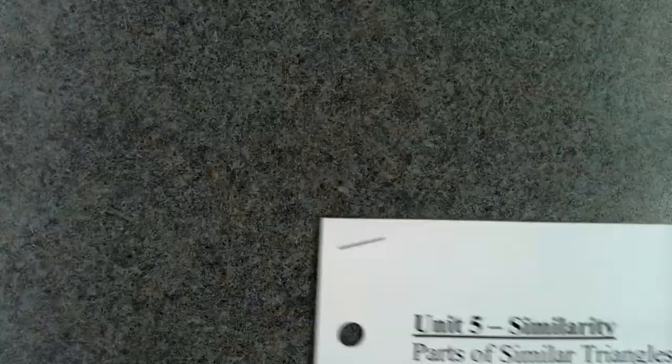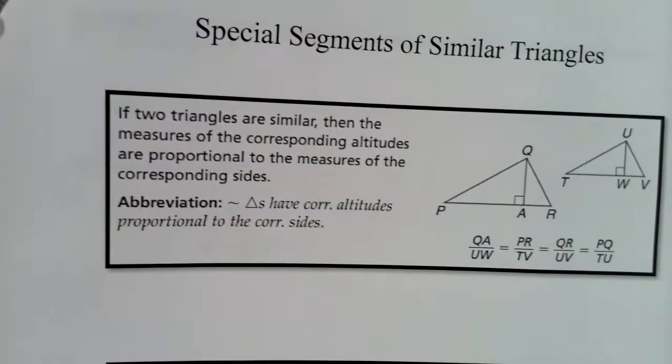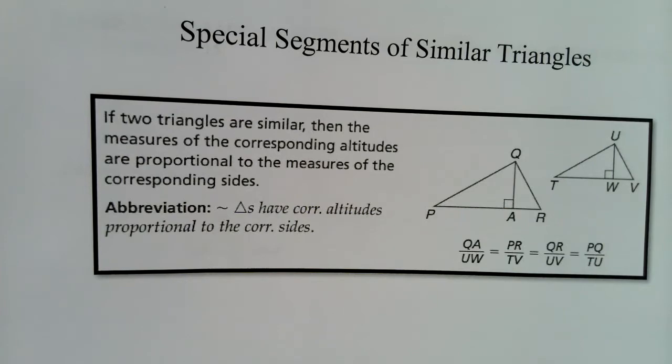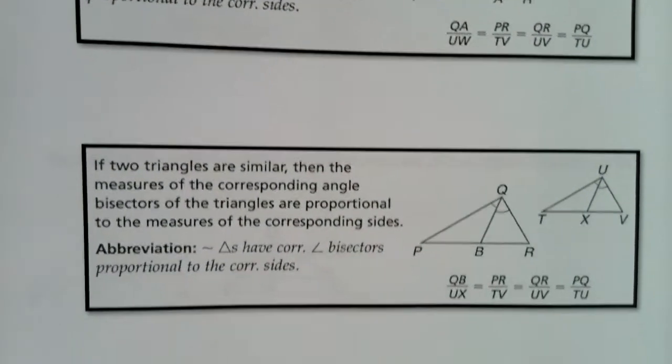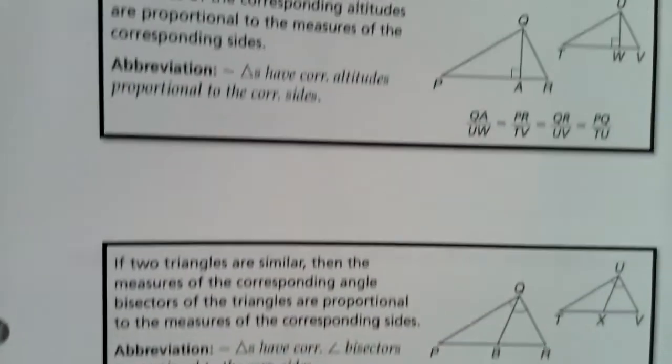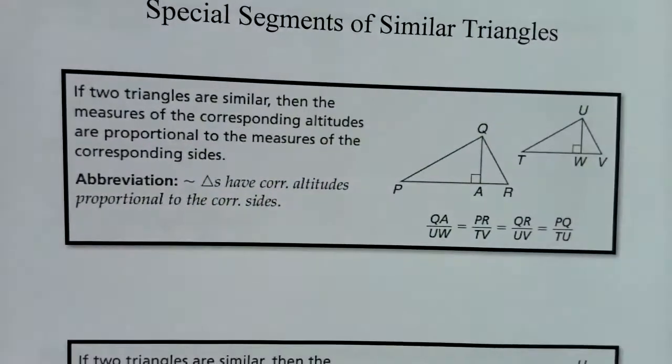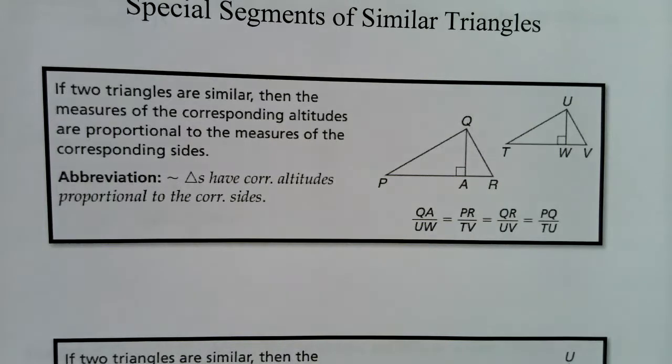All right, now this next page is going to look a little wordy, but don't worry, we'll make it as easy as we can. Special segments of similar triangles. There's 3 of them. Okay, this first one says, if 2 triangles are similar, then the measures of the corresponding altitudes are proportional to the measures of the corresponding sides.